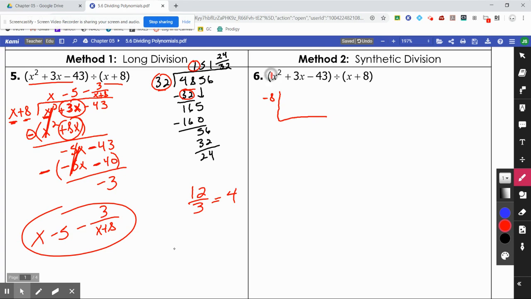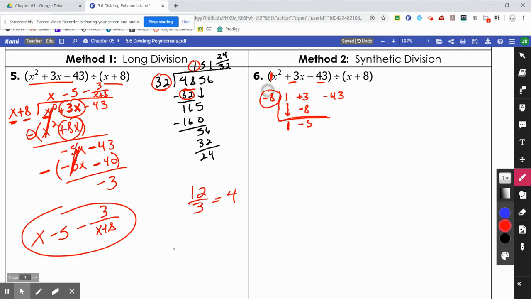You're then going to take your coefficients, 1, 3, and negative 43, and you're going to put them in the box. Space it out a little bit. And here's the process. Bring down the first number. Same way we brought down numbers over here, bring down the first number. When something gets below the line, we multiply by the negative 8. Negative 8 times 1 is a negative 8. Put it back in the box. This is a positive 3 and a negative 8. Combine them. A positive 3 minus 8 is a negative 5.